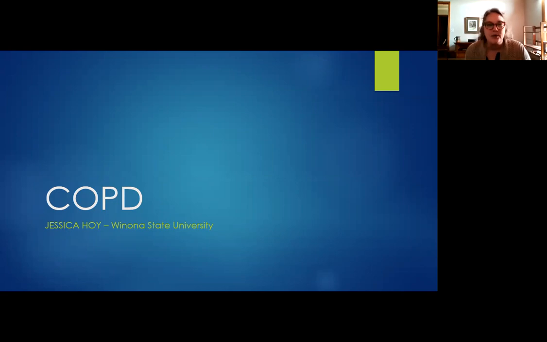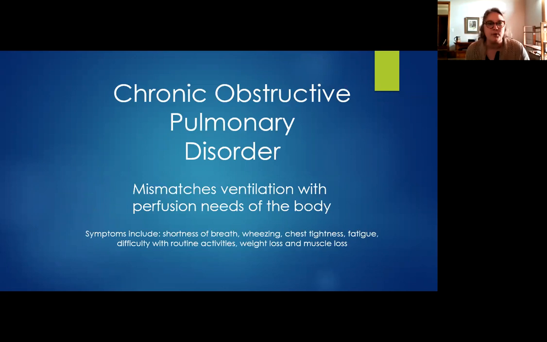So COPD, otherwise known as chronic obstructive pulmonary disorder, basically mismatches the ventilation, the gas exchange, with the perfusion needs of the body. So we'll see symptoms in our clients like shortness of breath, wheezing, chest tightness, fatigue, difficulty with routine activities, weight loss, and muscle loss.